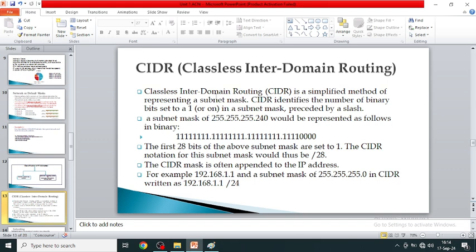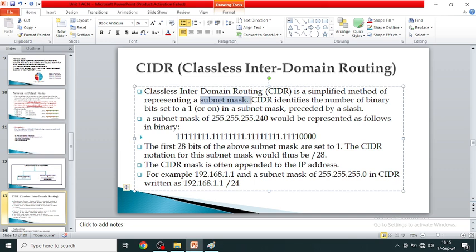Classless interdomain routing is a simplified method of representing a subnet mask. It is used to represent the subnet mask. Here slash 28 means 28 bits are 1 and the remaining are 0. CIDR identifies the number of binary bits set to 1, or on, in a subnet mask, preceded by a slash. This is important, and this is what makes classless different from classful. Using a slash we are specifying the address.